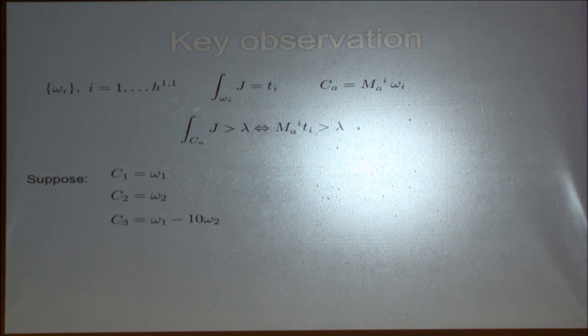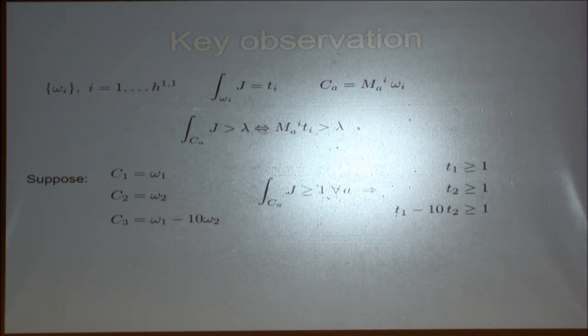Let's do an example. It's a really simple phenomenon. I just have to illustrate it for you. Suppose I've got three curves that generate the Mori cone, C1, C2, C3, and they have this relationship in terms of a basis: omega 1, omega 2, omega 1 minus 10 omega 2. Well, the condition that J integrates to at least 1 on all of them tells us that T1 is at least 1, T2 is at least 1, and T1 minus 10 T2 is at least 1. And you can solve that. There's a trivial solution, which is T1 is 11, T2 is 1. Now, I went into this saying I'm going to insist that the integral over every curve is at least 1. But one of my Kähler parameters ended up much bigger than 1. It ended up being 11. This was a two-dimensional example.